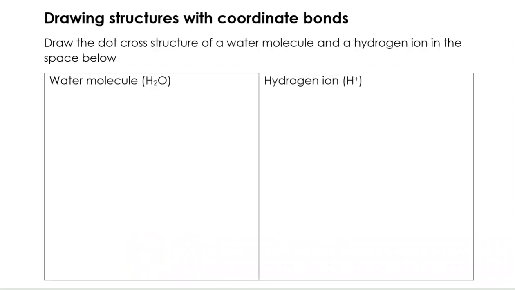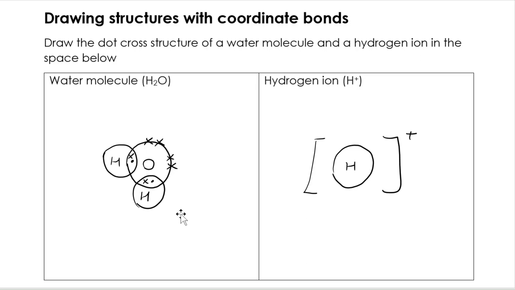Let's look at how we could build a coordinate bond between a water molecule and a hydrogen ion. Well, if I draw out their electron configurations, we've already seen water. Water looks like this. And the hydrogen, actually an H plus ion, has no electrons. It's essentially a proton only. But there is still space for 2 electrons in its outermost shell. So what will it look like if I put those together?